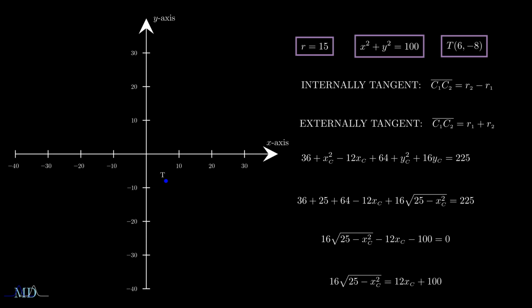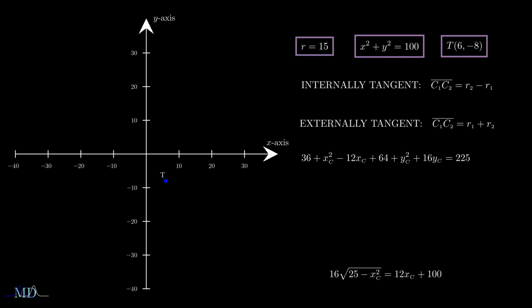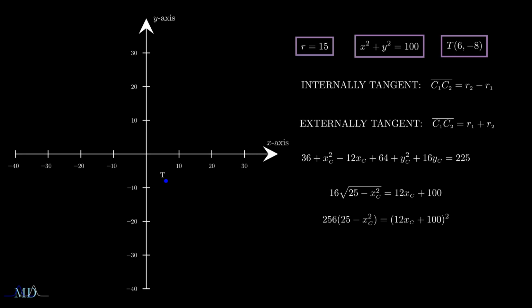To solve this equation, we isolate the term with the square root. Then we square both members of the equation. We get 400 xc squared plus 2400 xc plus 3600 equals 0. We divide each term by 400, obtaining xc squared plus 6 times xc plus 9 equals 0. This is equal to xc plus 3, all squared, equals 0. Therefore the only solution is xc equals minus 3.